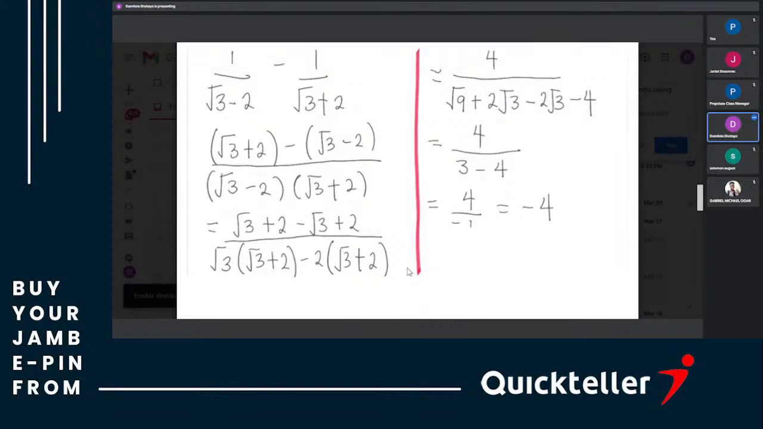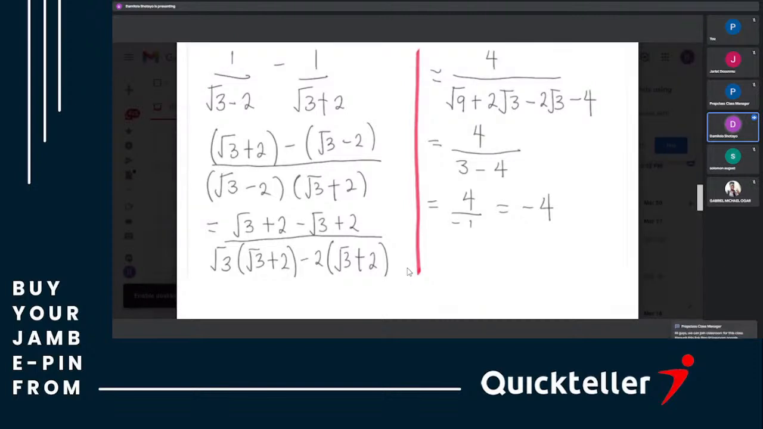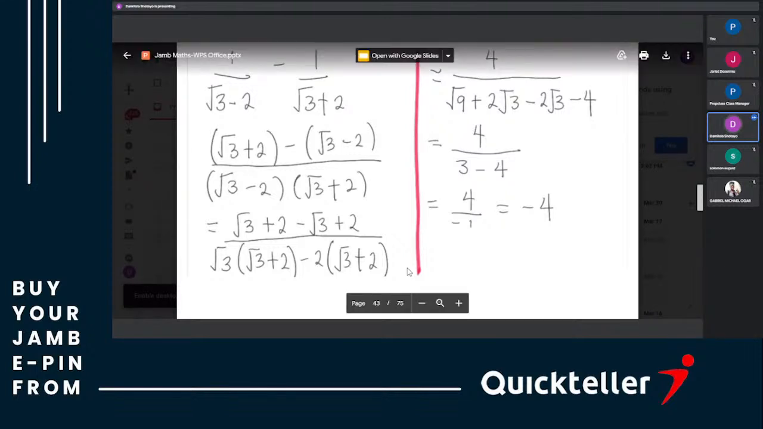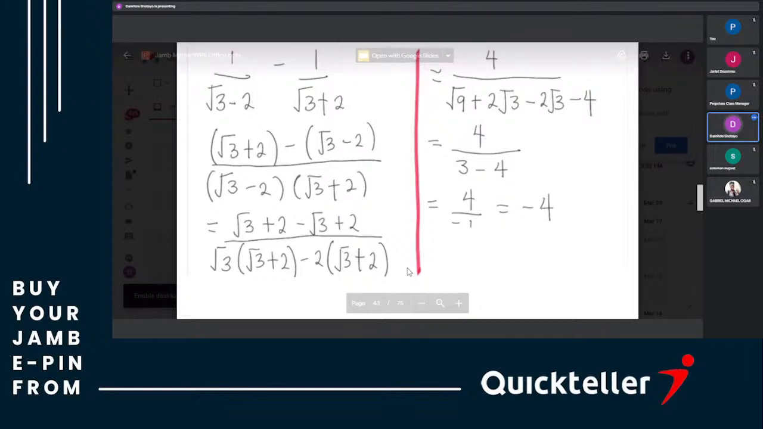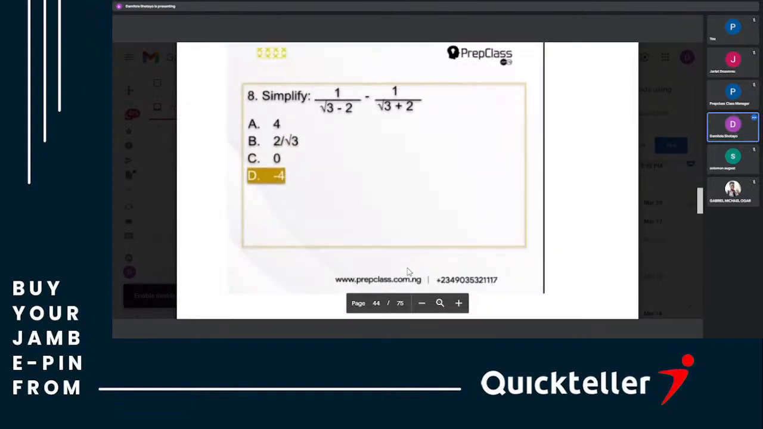These two terms are the same and they have different signs, so they will cancel each other. It's like saying 5 minus 5. It is the same way as saying 2 root 3 minus 2 root 3, that's 0. So that will give me square root of 9 is 3, then minus 4. And that will give me 4 over 3 minus 4, which is what? Minus 1. So my answer will become minus 4. So the answer to that question is simply minus 4.